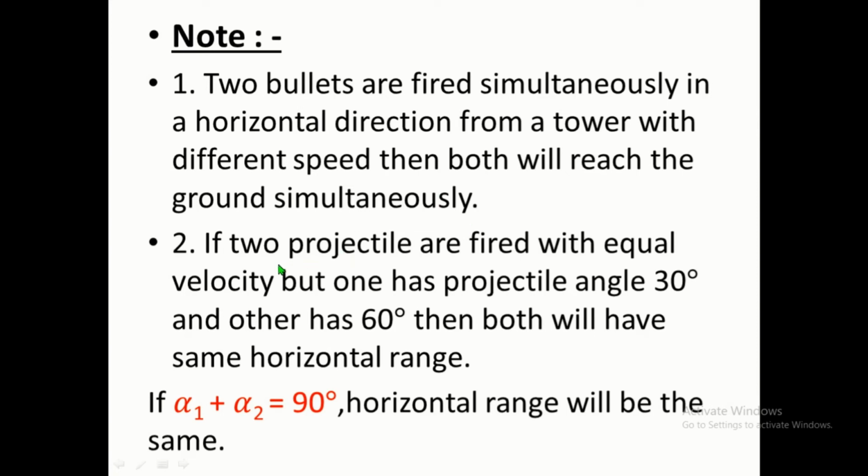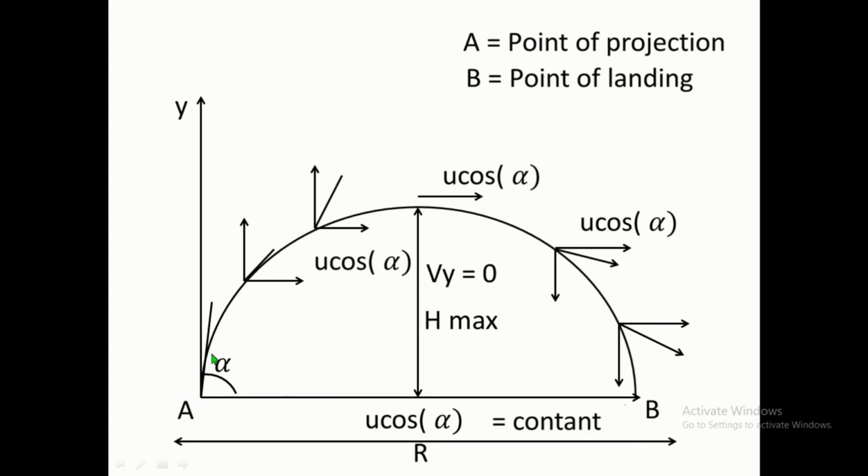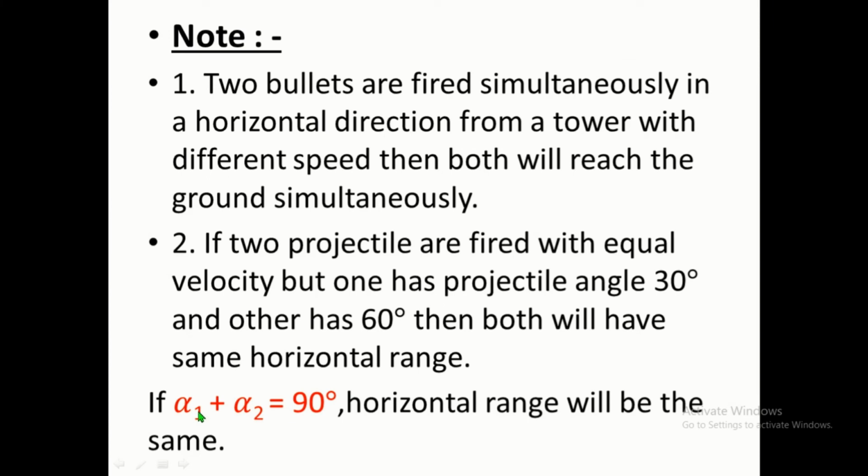If two projectiles are fired with equal velocity, but one has projection angle 30 degree and the other has 60 degree, then both will have the same horizontal range. Most important, it is not 30 and 60 degree only: for any pair of angles whose sum is equal to 90 degree, the horizontal range will be the same.